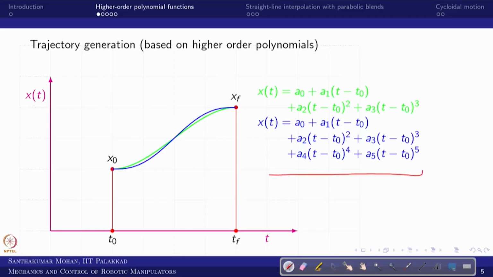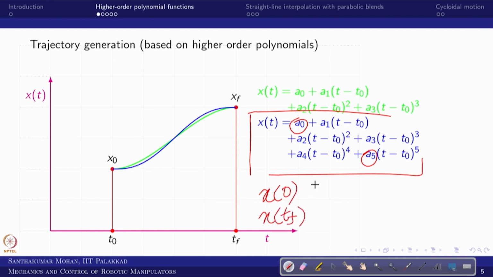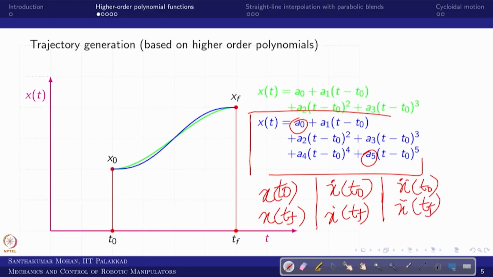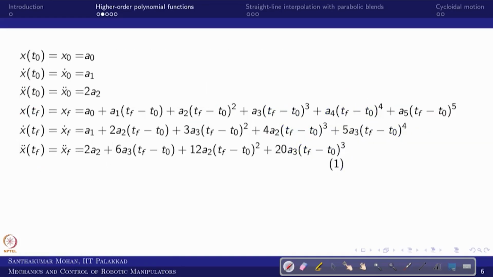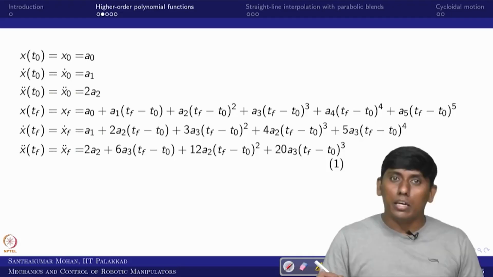The equation would have 6 unknowns, from a0 to a5, and you can write 6 equations: x of t0, x of tf, similarly x dot of t0 and x dot of tf, and x double dot of t0 and x double dot of tf. So in that sense, you have 6 equations and 6 unknowns, you can do it. Whatever we did in the earlier case, we can first write the 6 equations which are possible. So you can see these are the 6 equations.